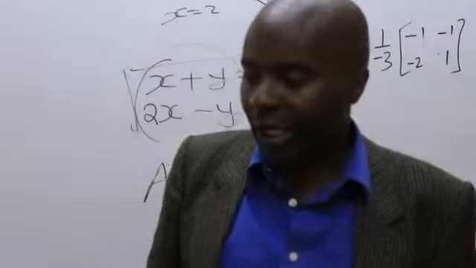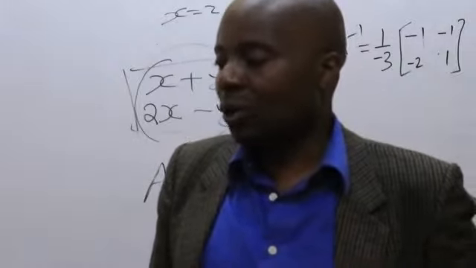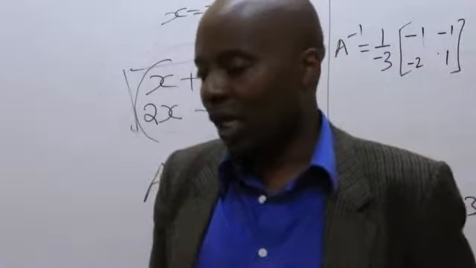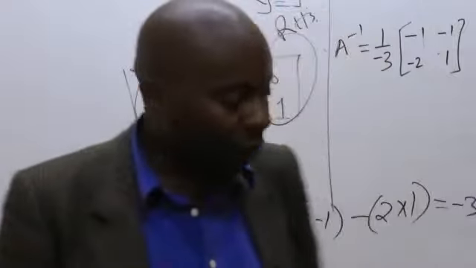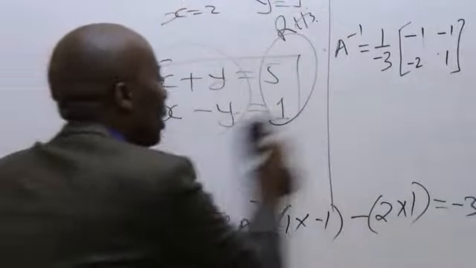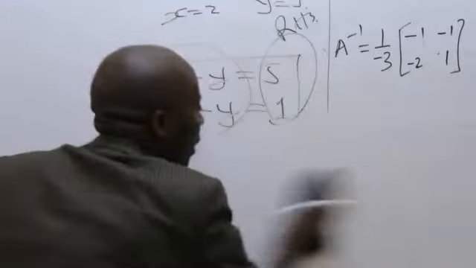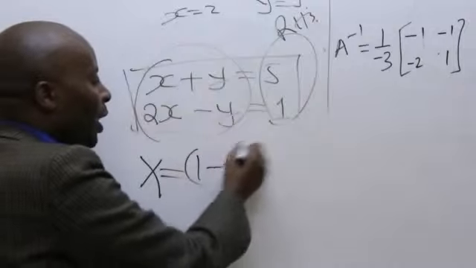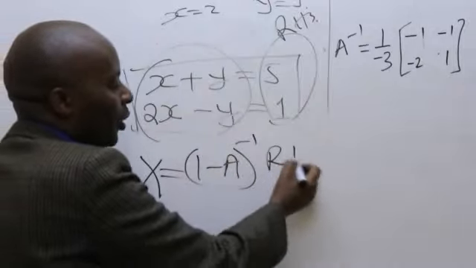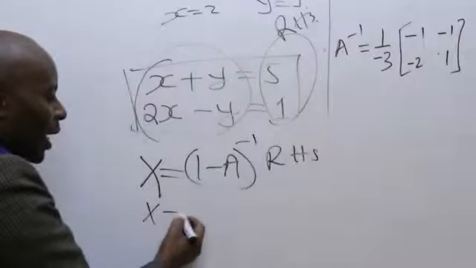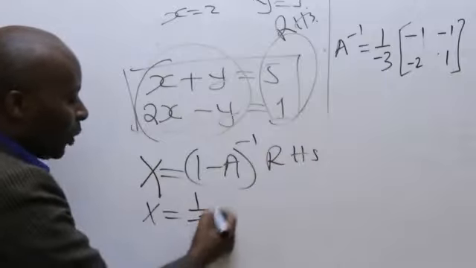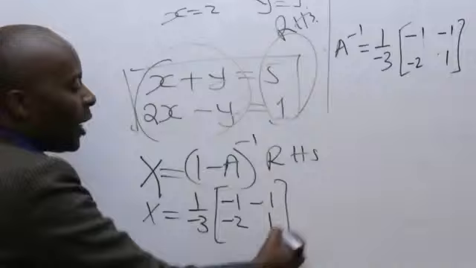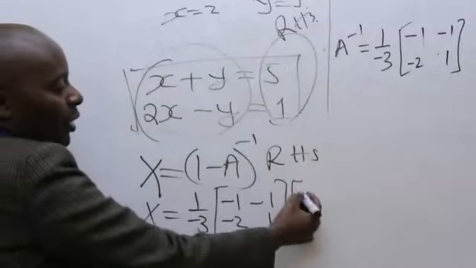Now, having gotten the inverse of the base matrix, what we need to do is apply our formula of capital X, the formula of unknowns. We have X being equal to A inverse multiplied by the right-hand side figures. So X is equal to 1 over minus 3 into the matrix minus 1, minus 1, minus 2, 1, multiplied by the right-hand side values, 5 and 1.